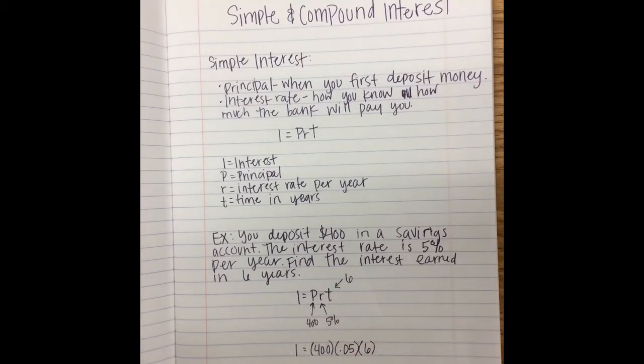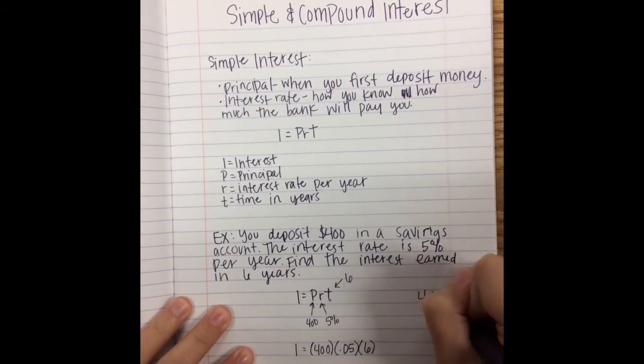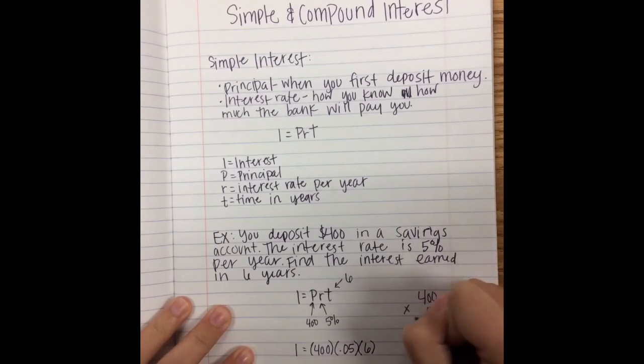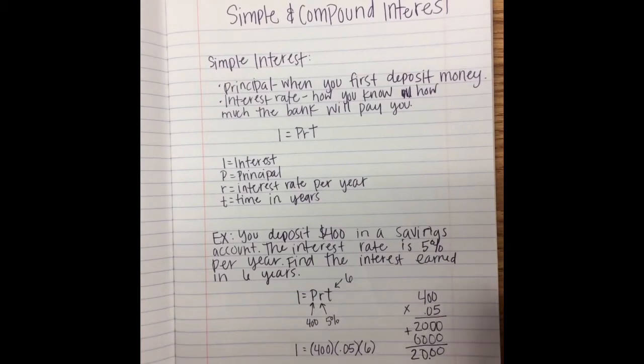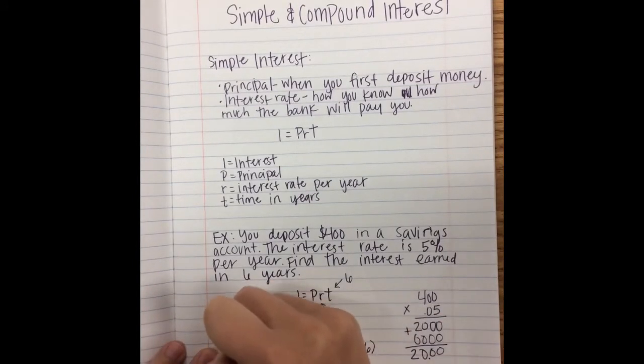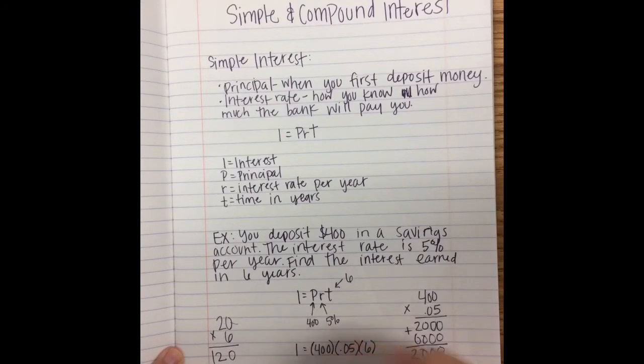Okay, all right, so let's go ahead and multiply 400 times 0.05. 5 times 0 is 0, 5 times 0 is 0, 5 times 4 is 20, placeholder, and then zeros. Okay, so 20, and 20 times 6 is 120. So the interest paid for 6 years is $120.